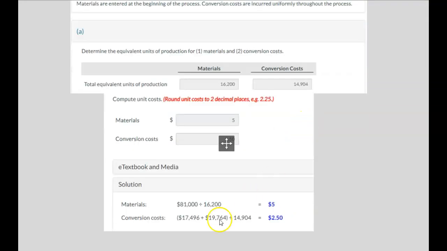So we can add those together, then divide by the correct total equivalent units to use. And since we're focused on conversion cost, it's the 14,904. So add those divided by 14,904, and we have calculated what the unit cost would be on a per unit basis, per equivalent unit.